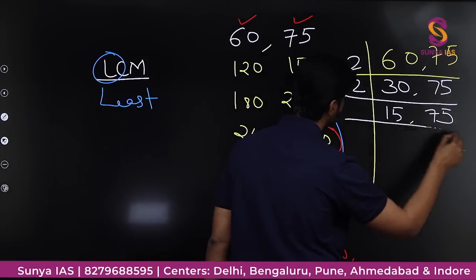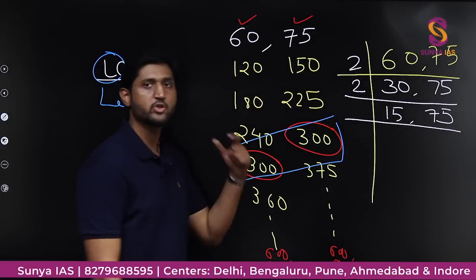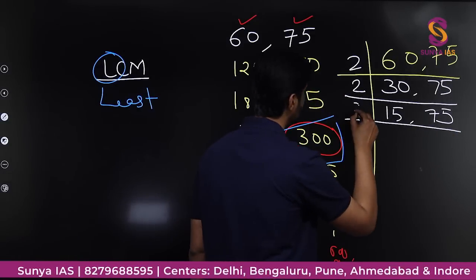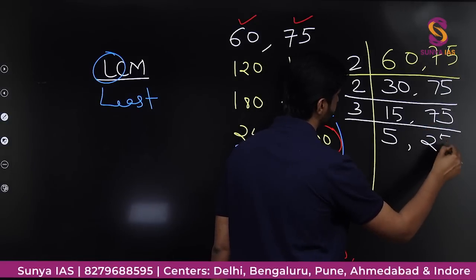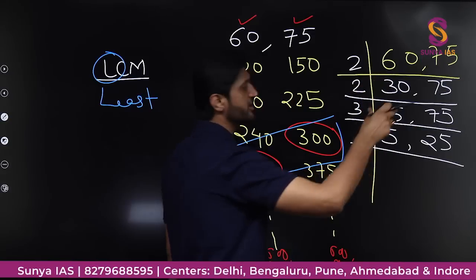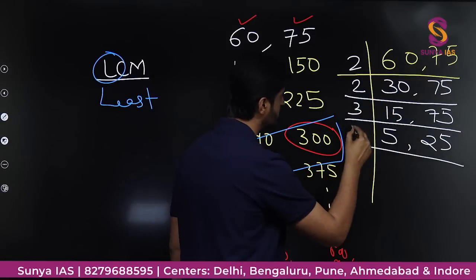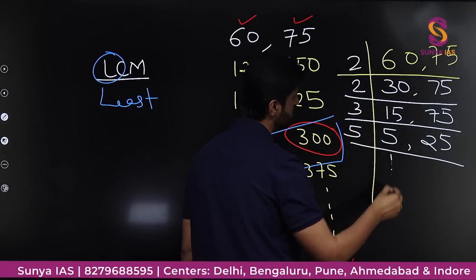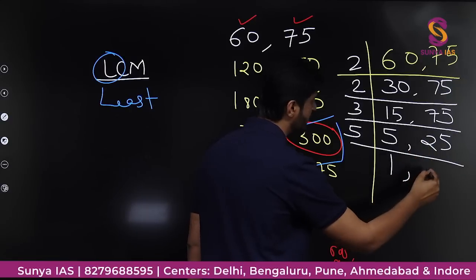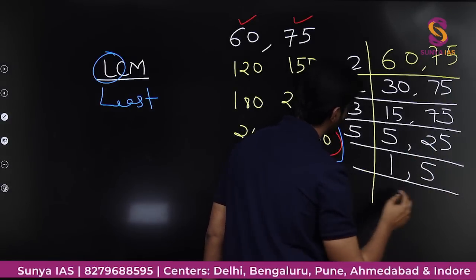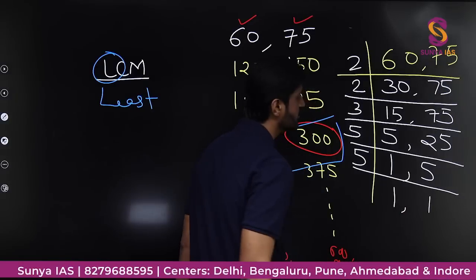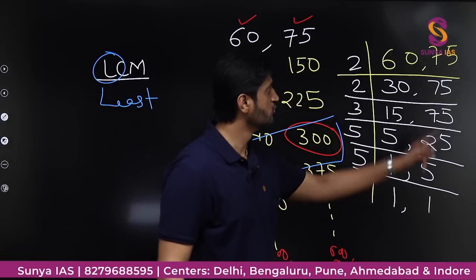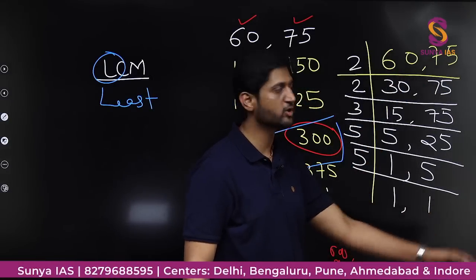Now the next prime number is going to be 3. Let us divide both the numbers by 3. Here you will get 5, and on dividing 75 by 3 you will get 25. So the next number is going to be 5. Now we will divide both the numbers by 5. This number will become equal to 1, while there will be 5 left. And finally, if you use one more 5, you will have both the numbers reduced to 1. From 60 and 75 to 1, 1.